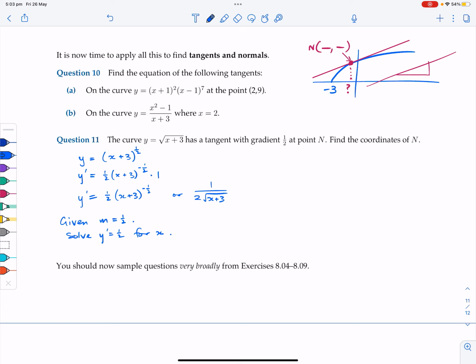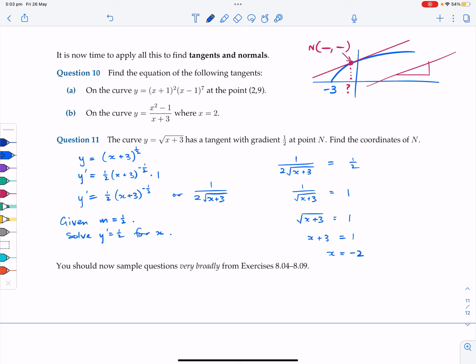My only question is, do I want to choose that one or that one? It doesn't matter. It's just what are you going to be more comfortable with? I think I'll choose the one on the right. So solve y dash equals a half. Well, I can cancel out the 2's, I can multiply both sides by 2. And then I can take reciprocals. And I can square both sides. So x equals negative 2. And that looks congruent with my diagram, doesn't it?